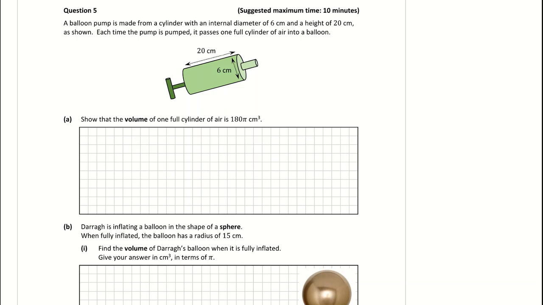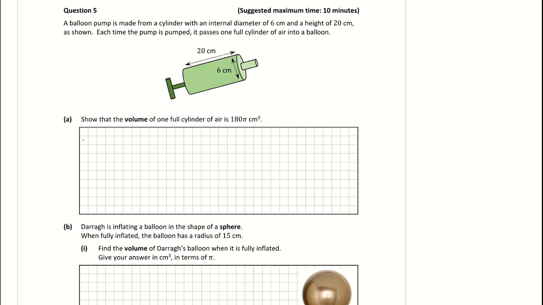Question 5, a balloon pump is made from a cylinder with an internal diameter of 6 centimeters and a height of 20 centimeters, as shown. Each time the pump is pumped, it passes one full cylinder of air into a balloon. Show that the volume of one full cylinder of air is 180 pi.